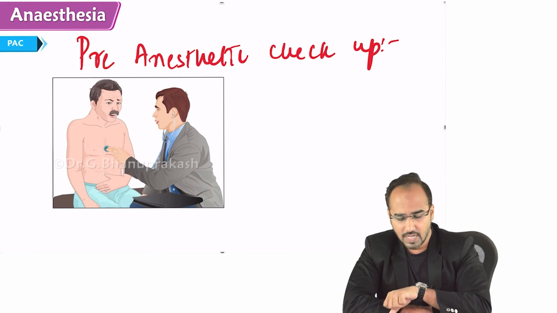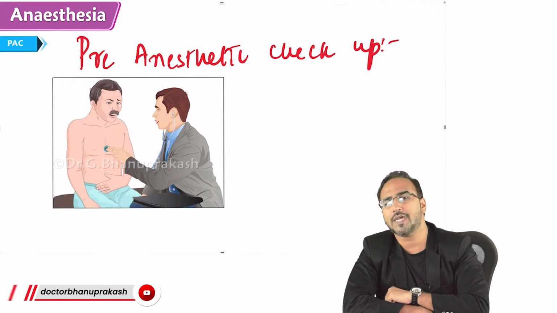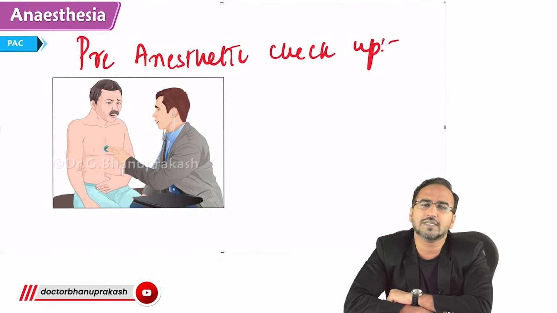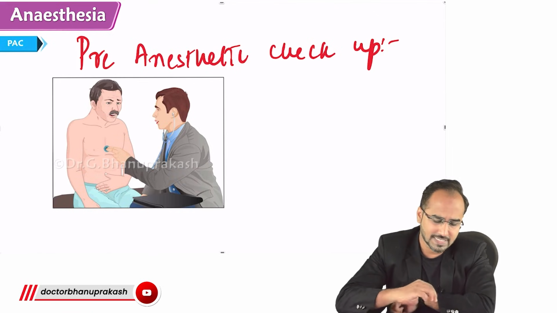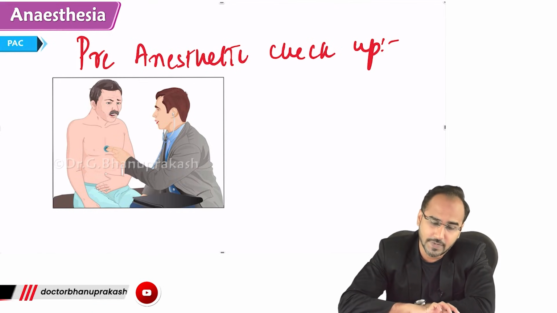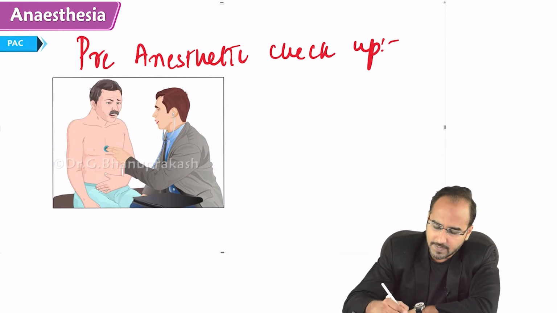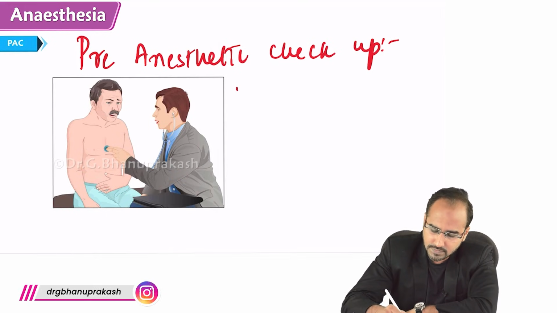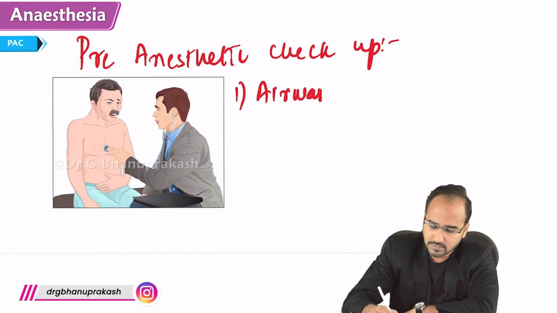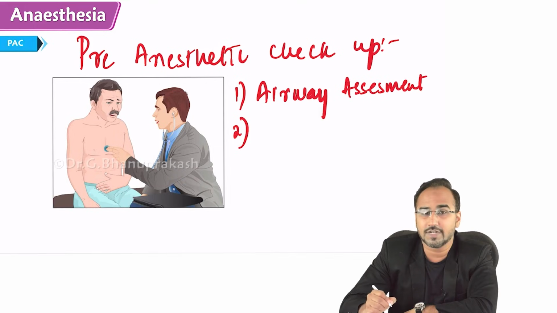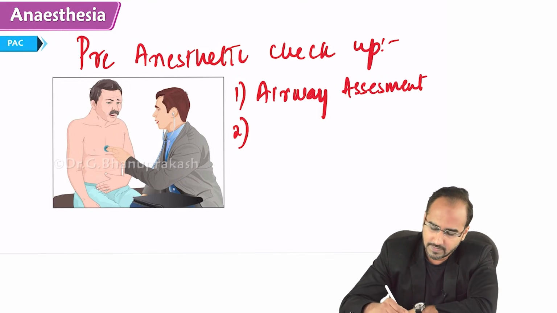Airway assessment. How will you come to know that your patient is having an easy airway or difficult airway? How will you assess the patient's airway? We are discussing the pre-anesthetic checkup, guys. In the pre-anesthetic checkup, what 4 things we need to do? First thing is what, guys? Airway assessment. After airway assessment, what's the next thing?